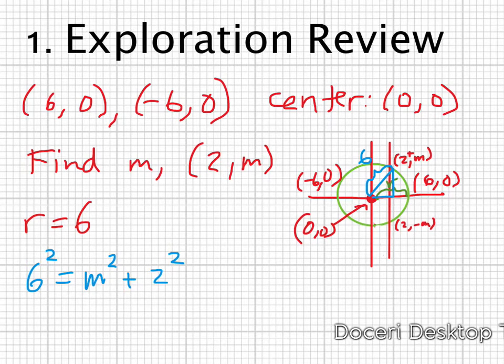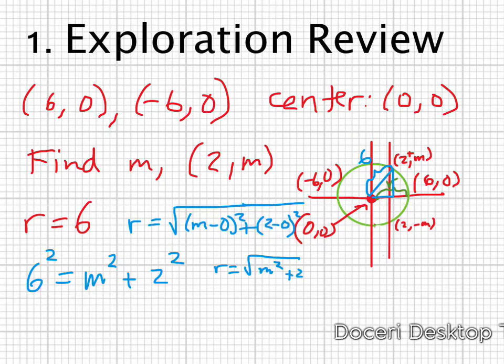Now if you did the distance formula, that'd be the same as your radius equal to the square root of (m minus 0) squared plus (2 minus 0) squared. If you simplify this, you get r equal to the square root of m squared plus 2 squared. And if we square both sides, we get what I wrote, which is the Pythagorean theorem.